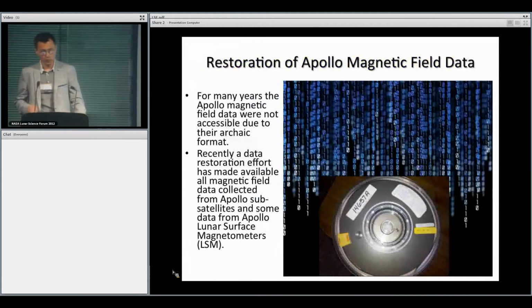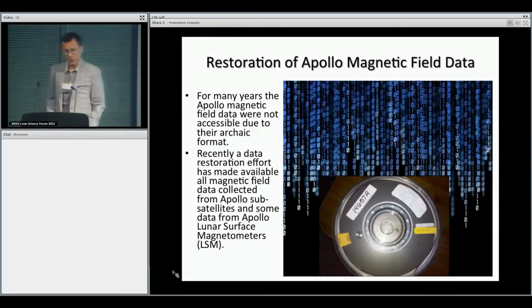But when I tried to understand what the data show, I realized that they were stored in a very obsolete format, and it took us a long while to be able to restore the data. But after some tedious work in data restoration, we were finally able to study the magnetic field data from both orbiting satellites and the lunar surface magnetometers. These are some of the LSM data that we have restored.